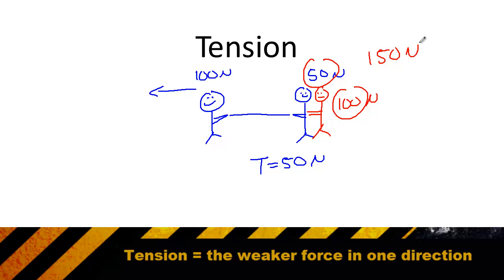Now what's my tension? Again, it's just the weaker force going in one direction. So in this case, it's me. It's my 100 newtons. And now instead of moving to the left, we'll start to move to the right. Out of the 150 newtons that my friends are exerting, 100 of that is being dedicated towards tension, and only 50 newtons remain for acceleration.